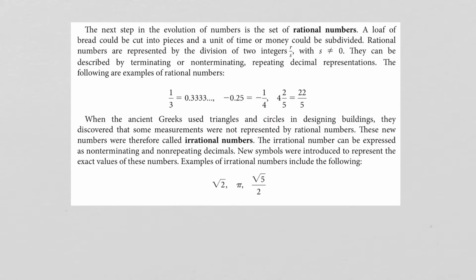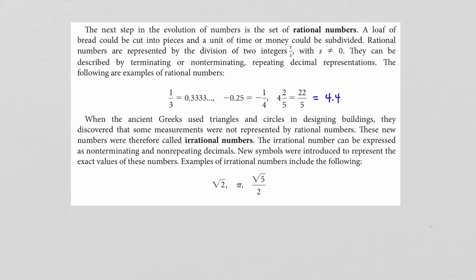And I want you to notice that when you divide two integers, you either get a terminating decimal or you get a repeating decimal. You get one or the other. Even mixed numbers like 4 and 2/5 is a rational number because it is the same as 22 divided by 5. And if you really wanted to, you could convert that into a decimal. 22 divided by 5 would be 4.4.